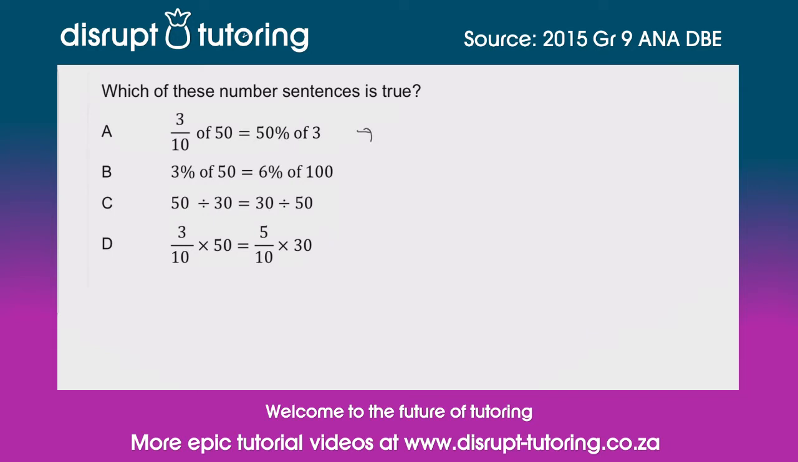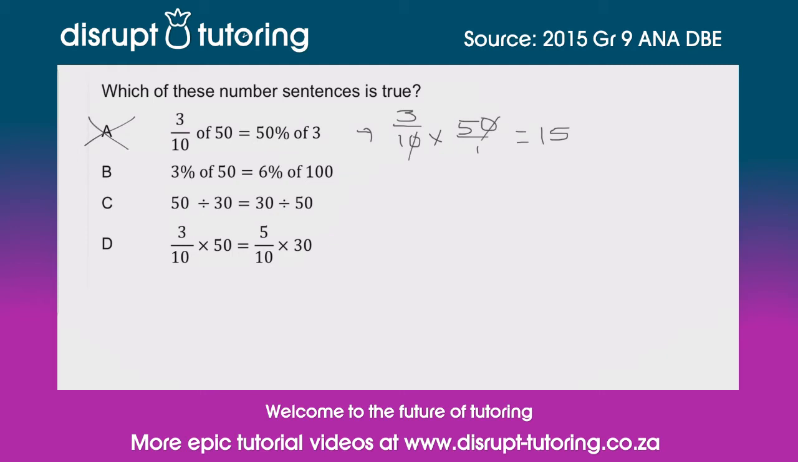So, to the right-hand side here, 3 over 10, so let's go 3 over 10 times 50 over 1. Let's cancel those zeros out, and we're left with 3 times 5, which is 15. Now, is that equal to 50% of 3? Well, we don't have to do any calculation here. 50% of 3 is half of 3, which is 1.5. So that would mean A cannot be true. So we're going to cancel A out.